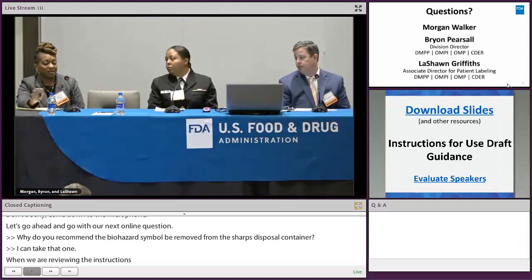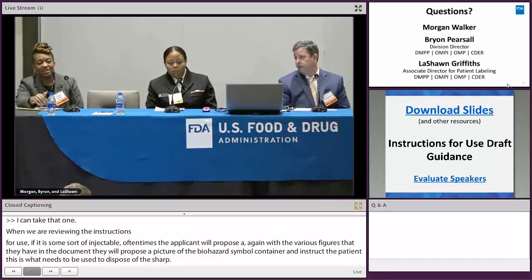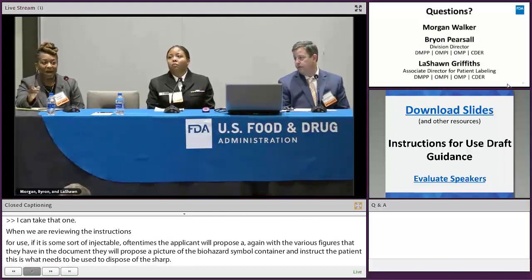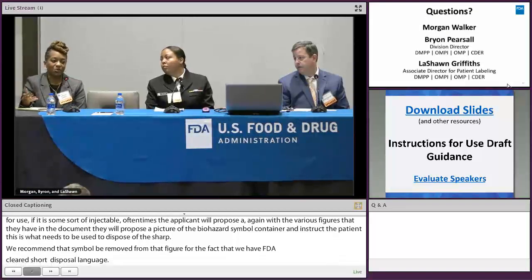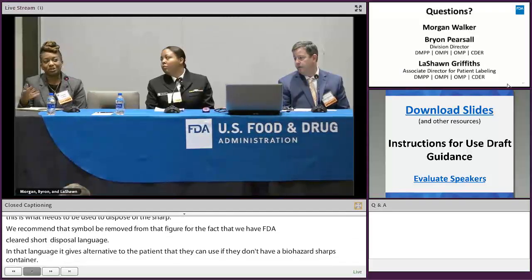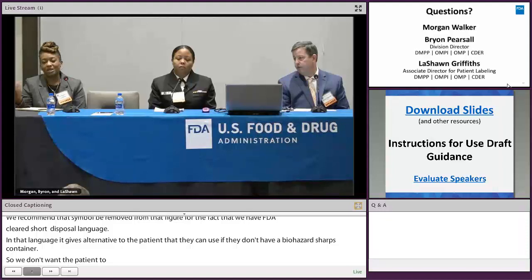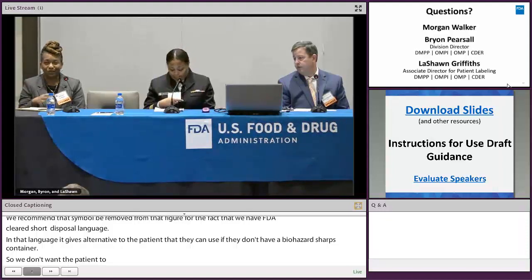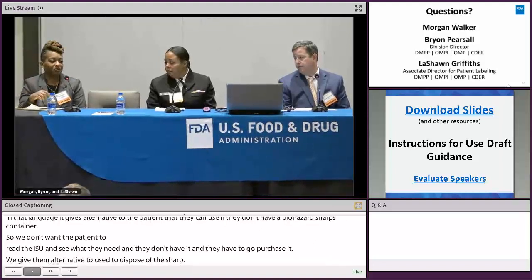And we recommend that that symbol be removed from that figure for the simple fact we have FDA cleared sharps disposal language, and in that language it gives alternatives to the patient that they can use if they don't have a biohazard sharps container. So we don't want the patients to read the IFU, see that this is what they are supposed to have to dispose of their sharps, and they don't have it, and then they think that they have to go purchase it when we give them alternatives that can be used to dispose of their sharps. So we just recommend, just to prevent or decrease patient confusion, that they remove that symbol from the figure.